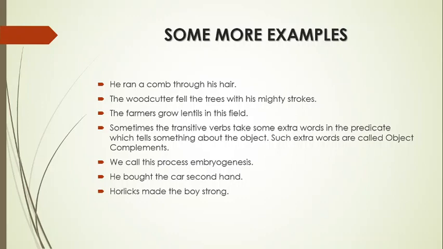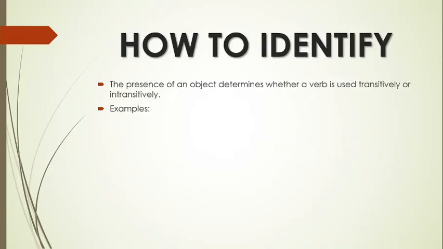Horlicks made the boy strong. Horlicks made whom? The boy. Strong is the extra information. So all these extra words which tell us something about the object are called object complements. Now the point is how to identify transitive verbs and intransitive verbs. The presence of an object determines whether a verb is used transitively or intransitively.